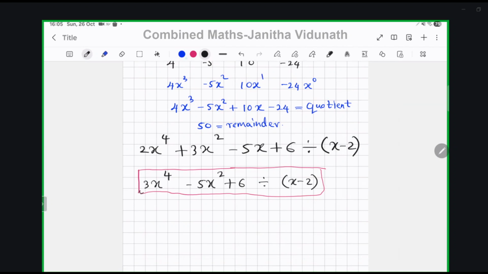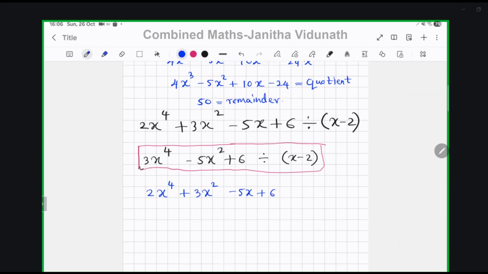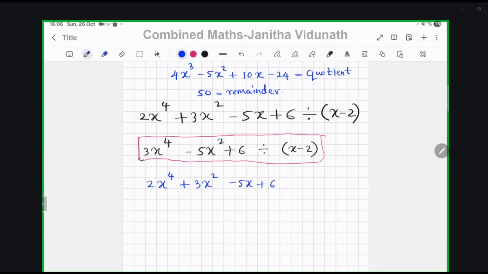Okay, now I'm going to explain the previous question. This is 2x to the power 4 plus 3x squared minus 5x plus 6. In our dividend, we can see the term with x cubed is missing. That means there is no term with x cubed. Before starting our synthetic division, we need to put 0 times x to the power 3 because the term is not there. That means we need to put the coefficient as 0.